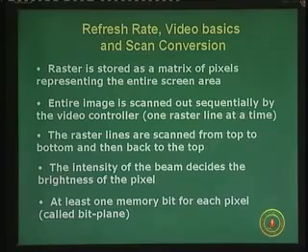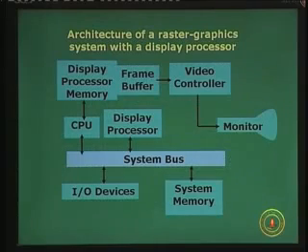which drives the monitor, but some part of the frame buffer could be in part of the system RAM, or it could be in the video controller. So at least one memory bit per each pixel, and in this case we talked about this point earlier, we call it a bit plane when we have one memory bit for each pixel.